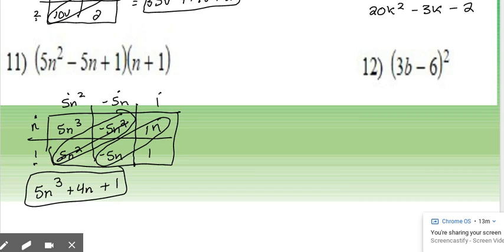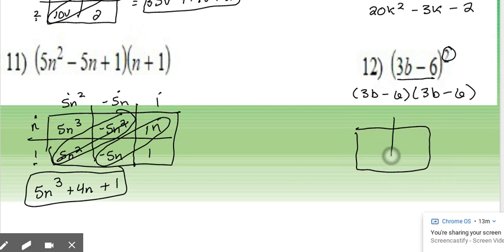Okay, last one, number 12. Let's not forget that this binomial squared means to do 3b minus 6 times 3b minus 6. Make a 2 by 2 box. So 3b minus 6, 3b minus 6, and do your multiplications.